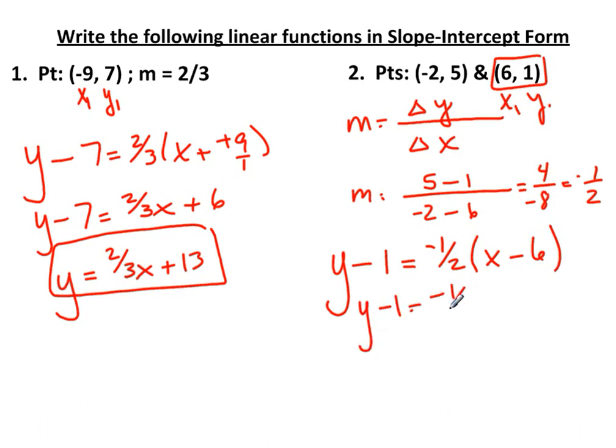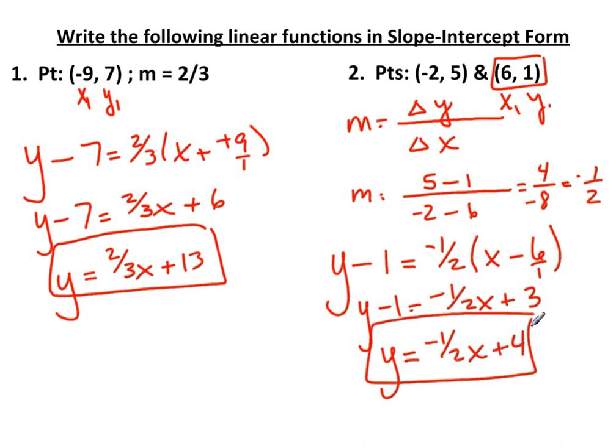Then I do the same 2 steps I did in the last example. I'm going to distribute the negative 1/2, and when I distribute 2 negatives, they make a positive. 6 divided by 2 is 3. And then for my last step, I'm just going to add 1 to both sides, and I get y equals negative 1/2 x plus 4. Let's look at our next examples.